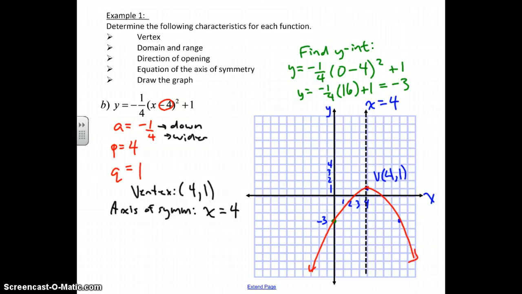Then just to finish that off, we should put our equation onto there. That's a good habit to get into, putting our equation on our graph. So it's on there now, it's labeled.